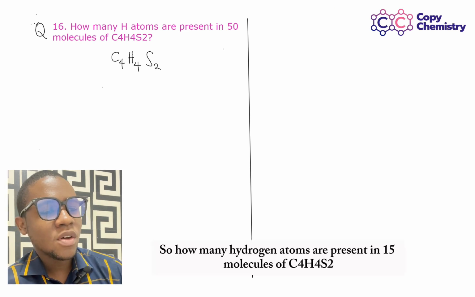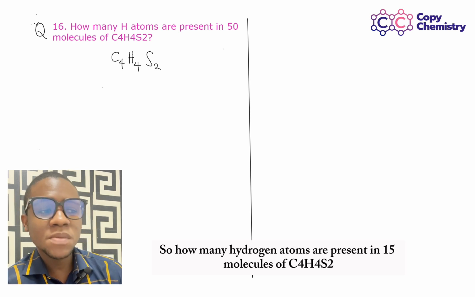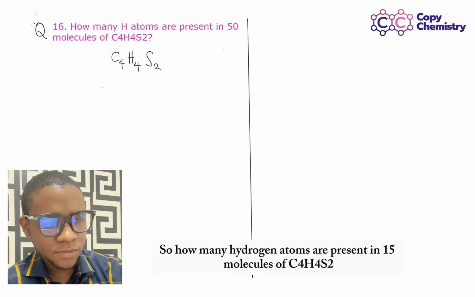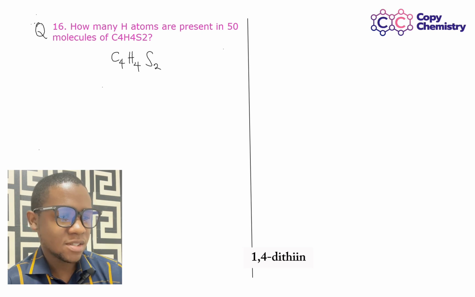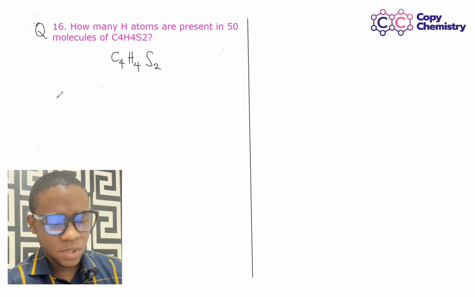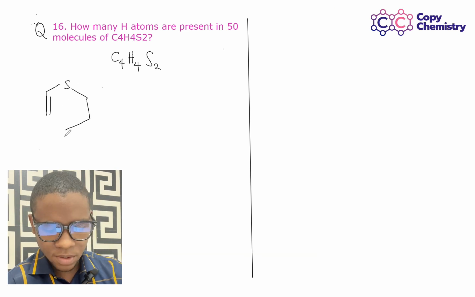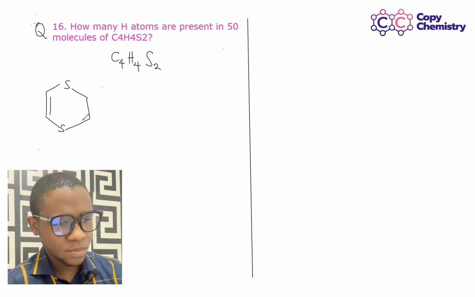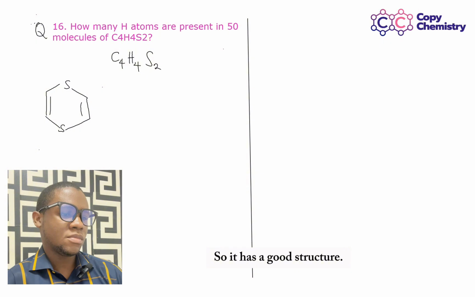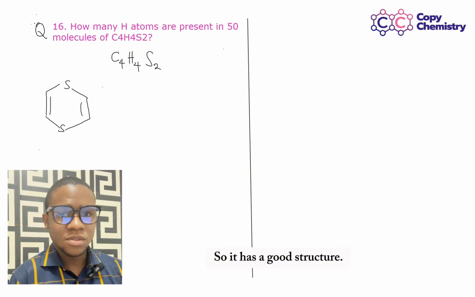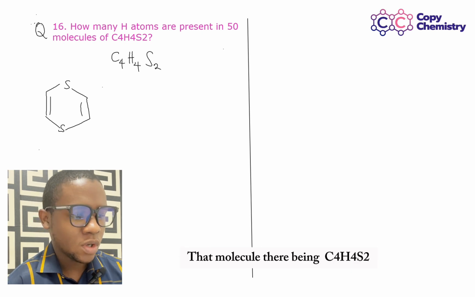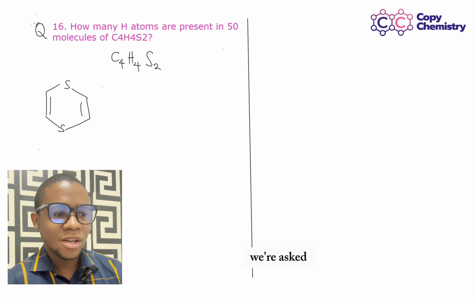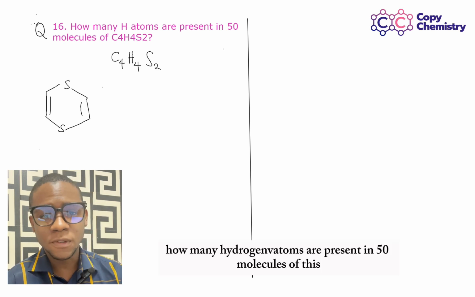All right. So how many hydrogen atoms are present in 50 molecules of C4H4S2? Somebody said this one is 1,4-dithiene, but that's the name of that one. I'll give you one wonderful structure of it, by the way. Right, so it has a good structure. Anyway, that molecule being C4H4S2, we're asked how many hydrogen atoms are present in 50 molecules of this.